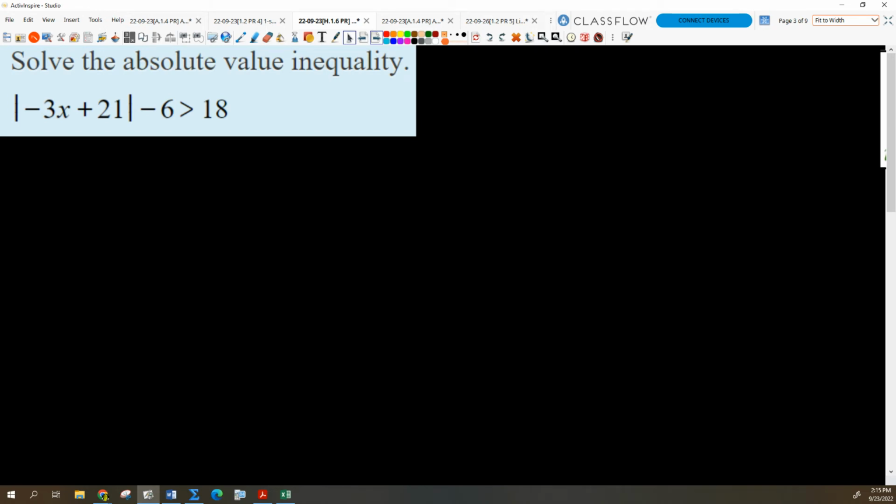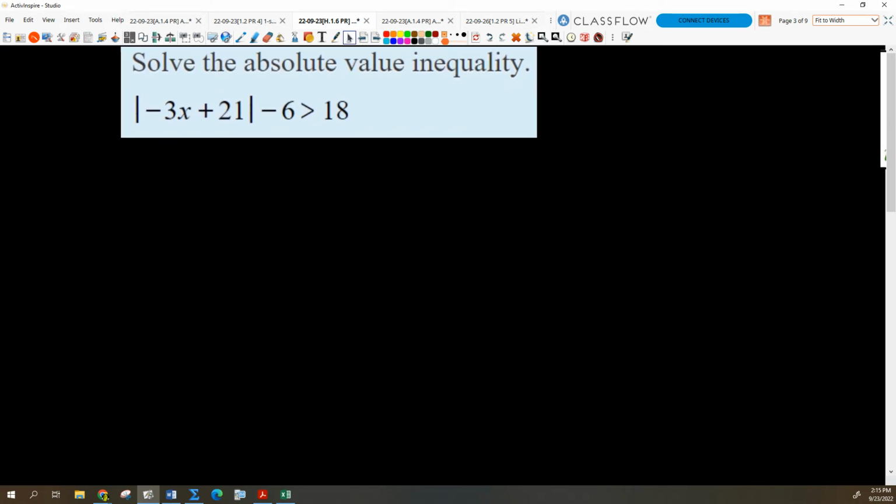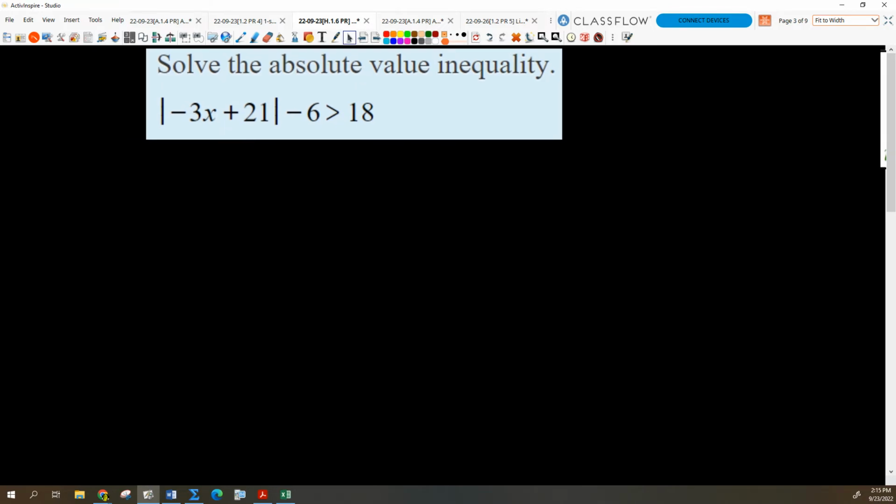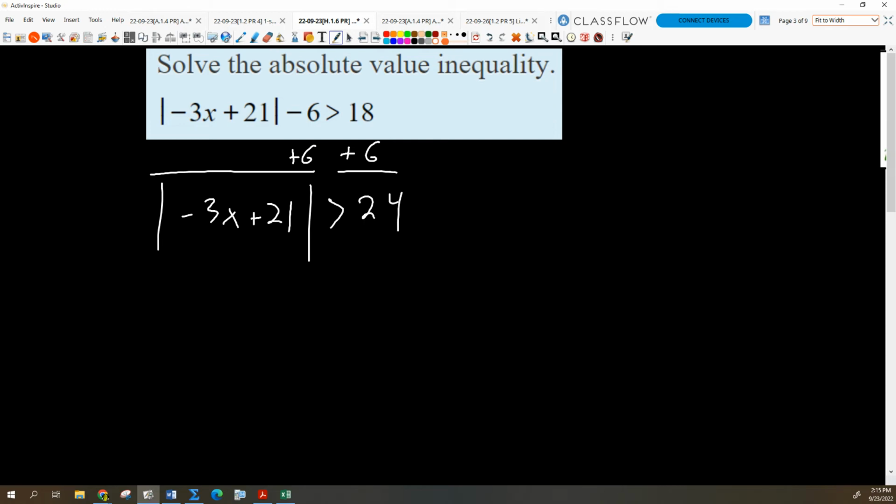Okay, how about, let's do this one. Same concept. What am I doing first? Adding 6. It's isolating the absolute value. All I have to do is add 6. And that's going to give me my isolated absolute value is greater than 24, right? So there's step 1. We isolated the absolute value. Okay, what's next step? Split.